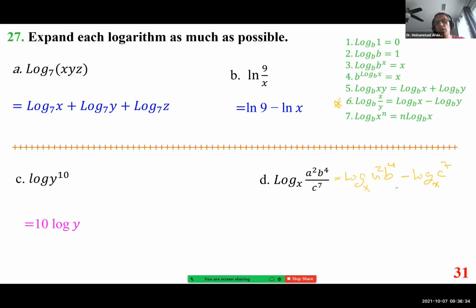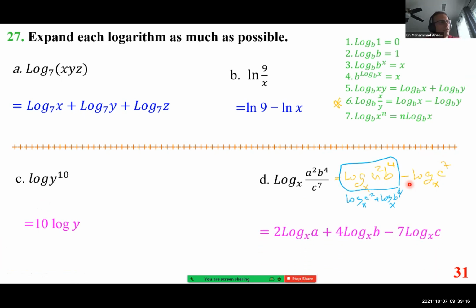Now, this one, I can use a product rule and cut it into 2 pieces, log of a squared plus log of b squared. And finally, this one, this is b to the power of 4. This one, the 2 sits in front. This one, the 4 sits in front, minus, in this case, 7 becomes a coefficient. All of them having the same base.